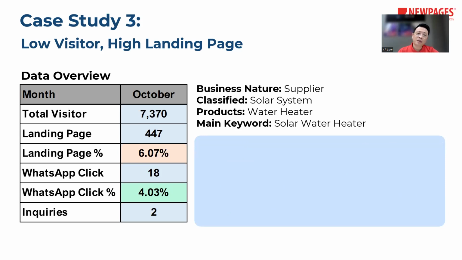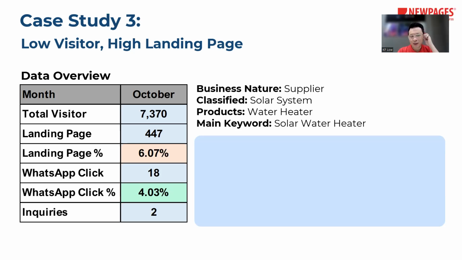Just now was high visitors, low landing. This time it is low visitors, high landing. Okay, low visitors, high landing. Now this business nature, right? They are a supplier. They are classified under solar system, and the product they target is water heater. Their main keyword, their product title, is solar water heater.